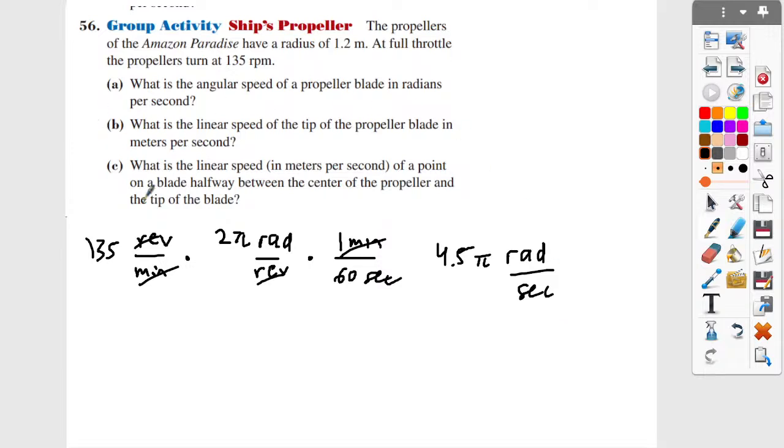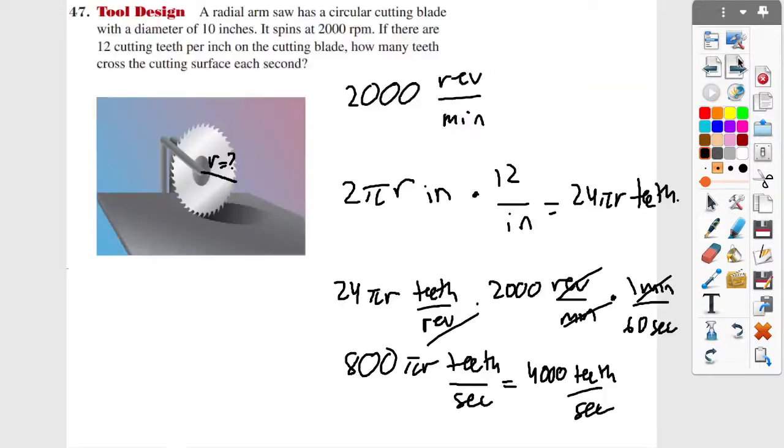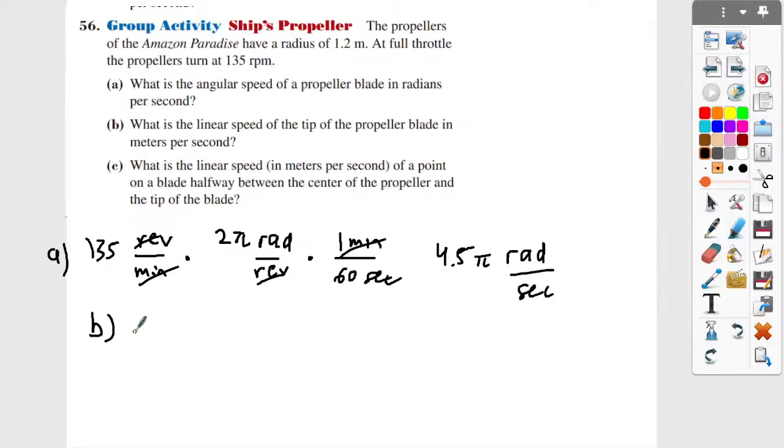But we're going to calculate what the linear speed is right now in b. So what is the linear speed? The linear speed is, we worked it out, angular speed times the radius. So the linear speed is 4.5 pi times the radius, 1.2, which is 5.4 pi.